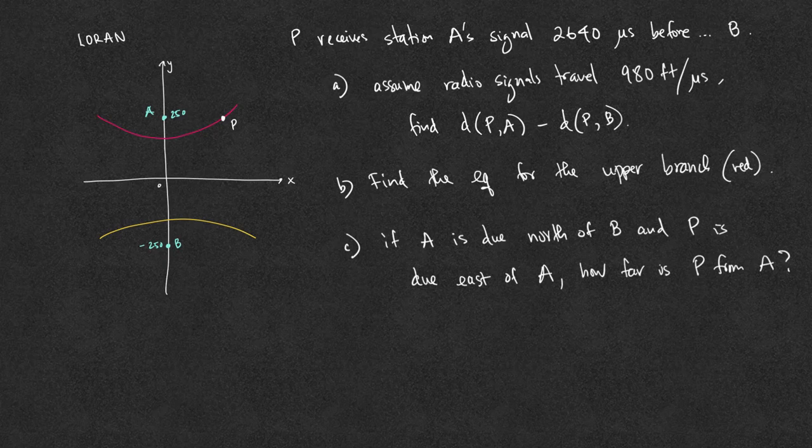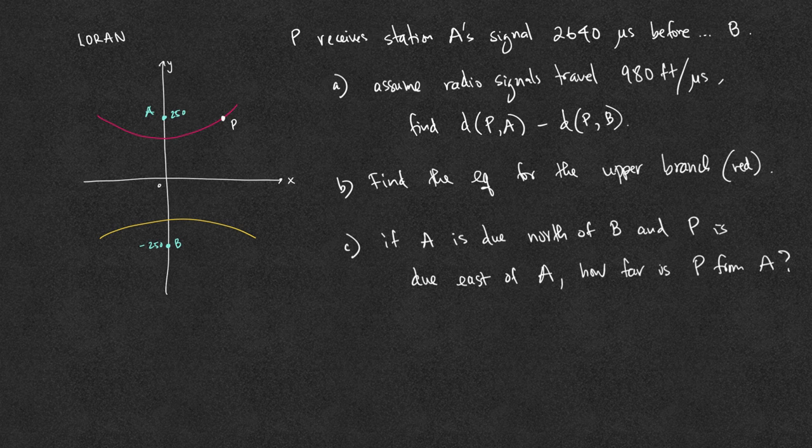The long-range navigation stations at A and B are 500 miles apart, and the ship at P receives station A's signal 2640 microseconds before it receives the signal from station B, as in this figure.